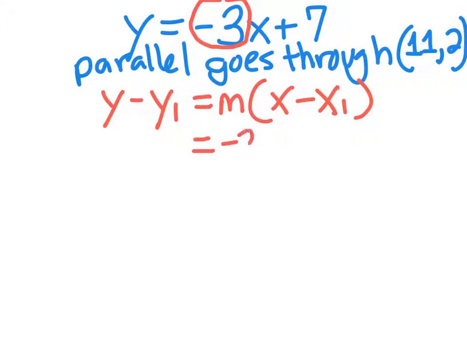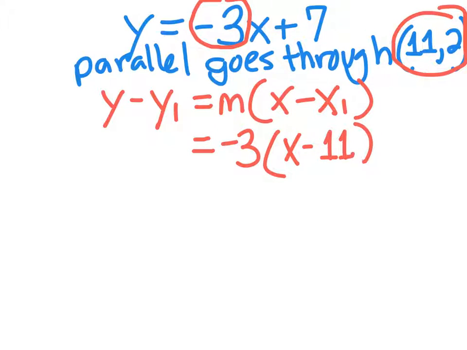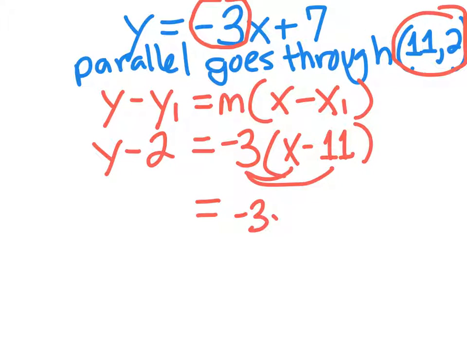Plug in what I know. I know my slope. I know the coordinates of my point, which I have right here. So I'm going to do x. That x stays the same. I'm going to plug in the x value of 11. Now I'm going to plug in my y value, y minus 2. Great. And now, this is almost done for me at this point. Now it's just a matter of doing some simplifying. I'm going to distribute negative 3x plus 33. Looks like we're going to get a big, nasty number here.